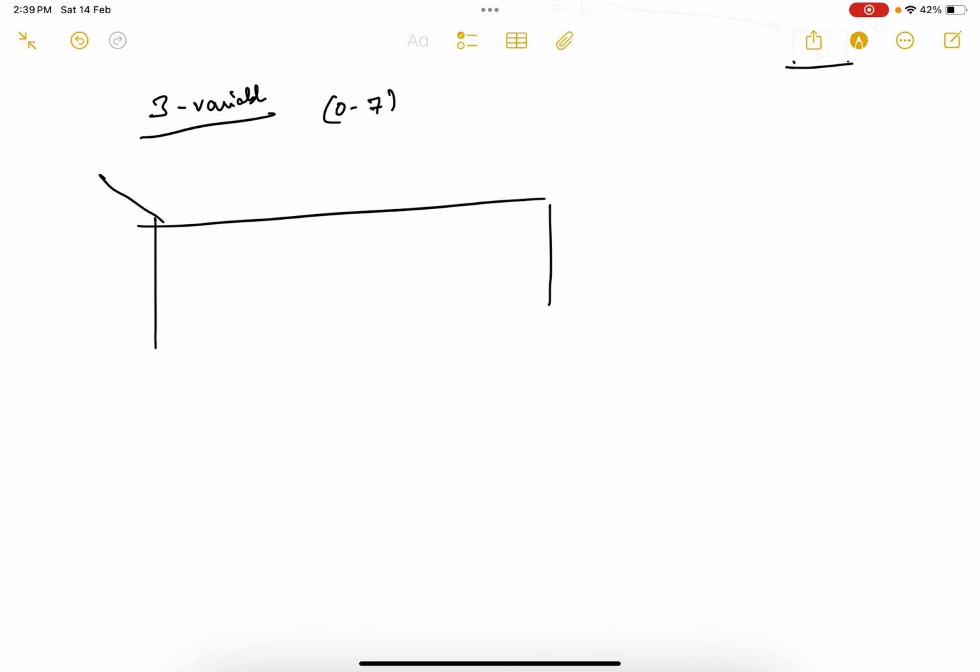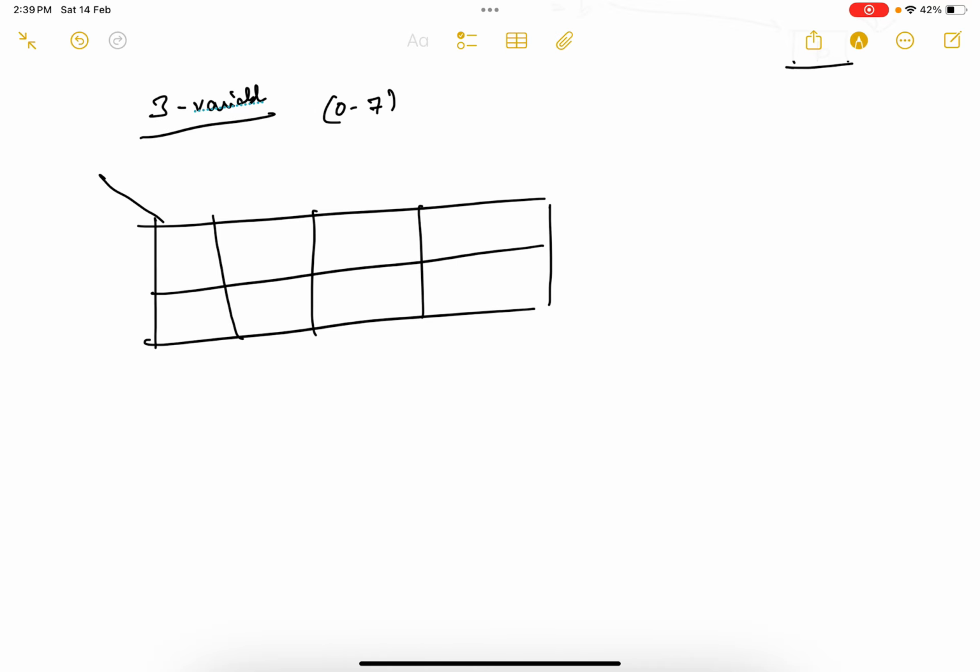For the three variable function, I told you the numerals will be from 0 to 7, and you are supposed to draw your 2 cross 4 matrix, with cells 1, 2, 3, 4, and here I will be having A. A can be either 0 or 1. If it is 0, we write A bar; if it is 1, we write A. So 0 means A bar, 1 means A.